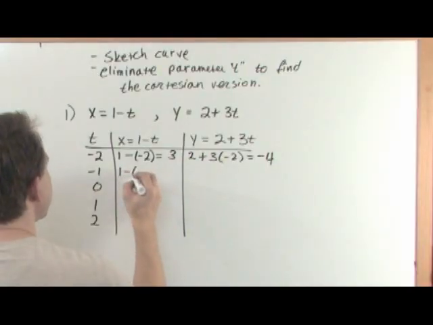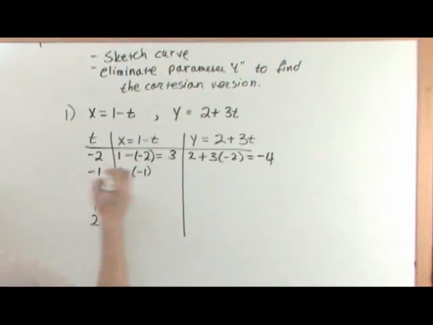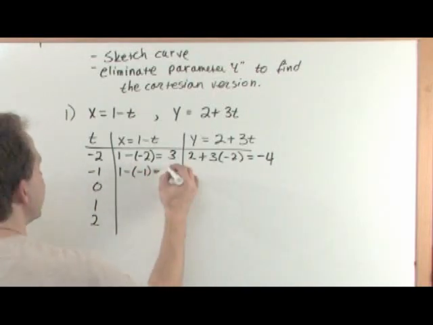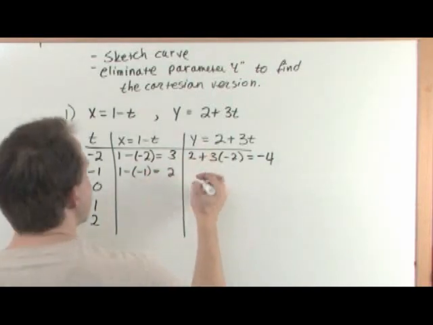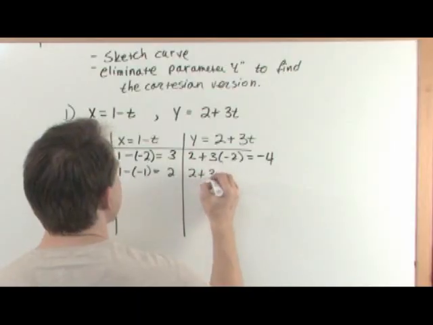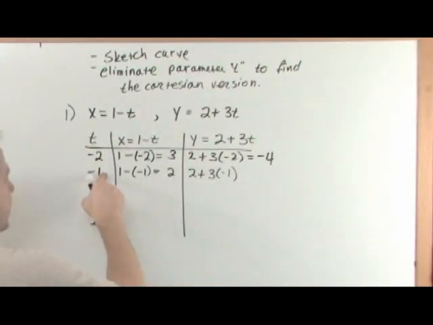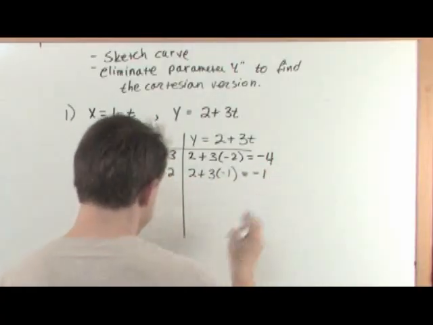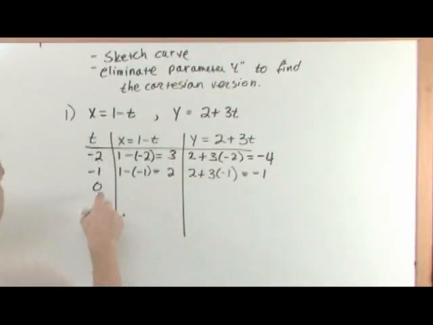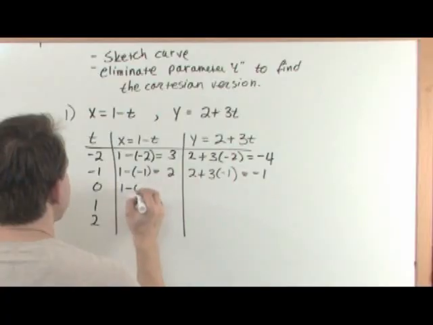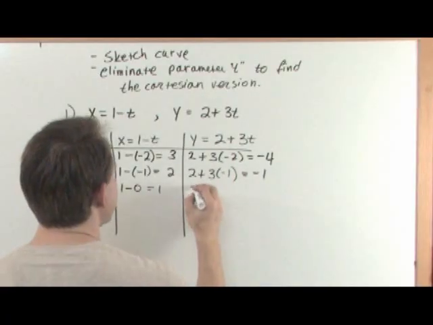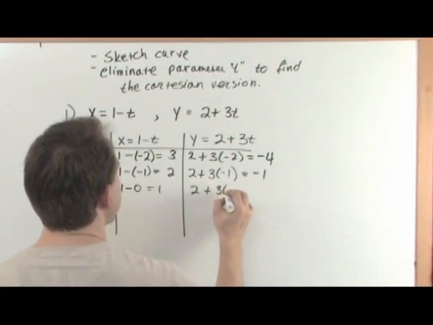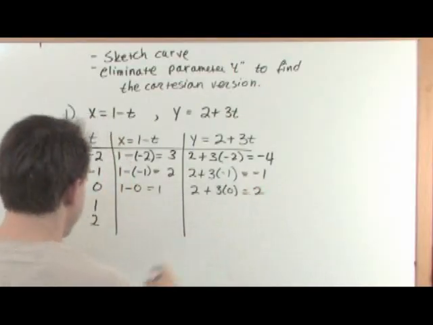It's going to be 1 minus -1, so that's 1 plus 1, which is 2. And then over here, it's 2 plus 3 times -1, plugging in for t. And that's going to be 2 minus 3, which is -1. Plugging in at 0, it's going to be 1 minus 0, which is 1. And over here, it's going to be 2 plus 3 times 0, which is equal to 2.